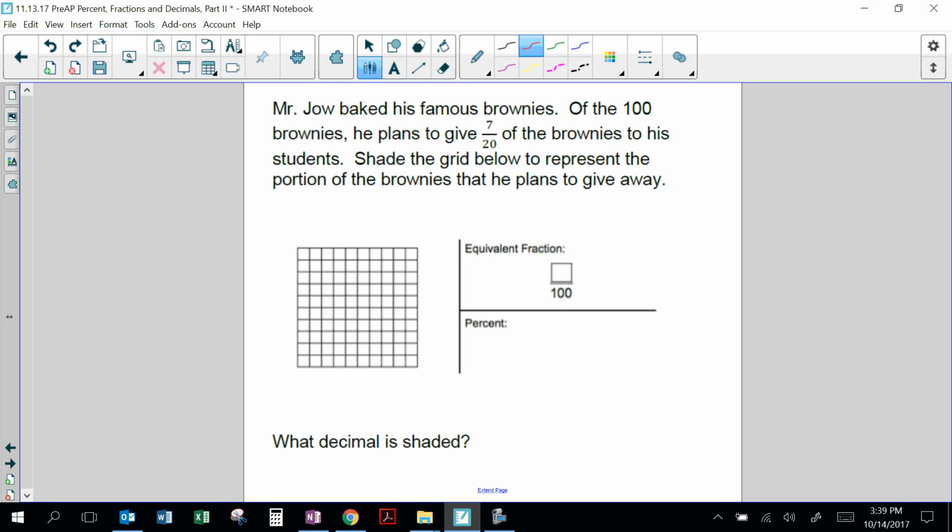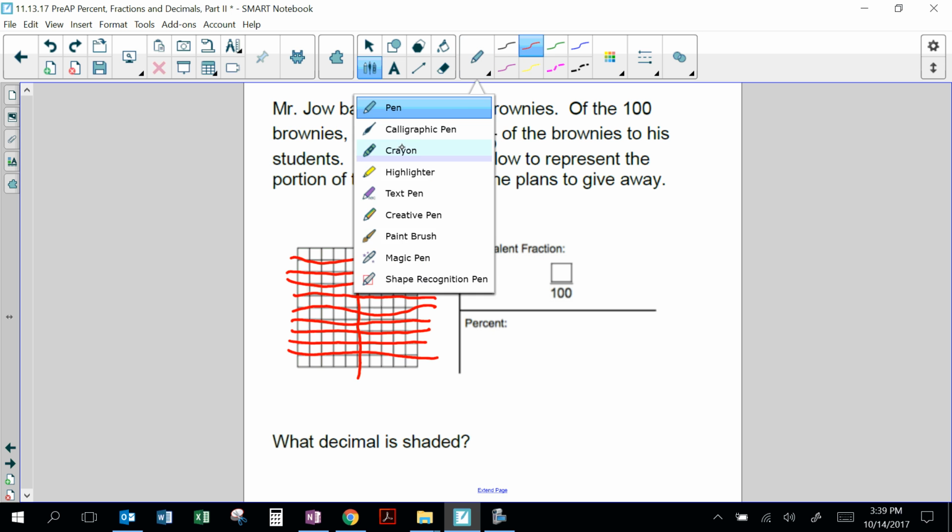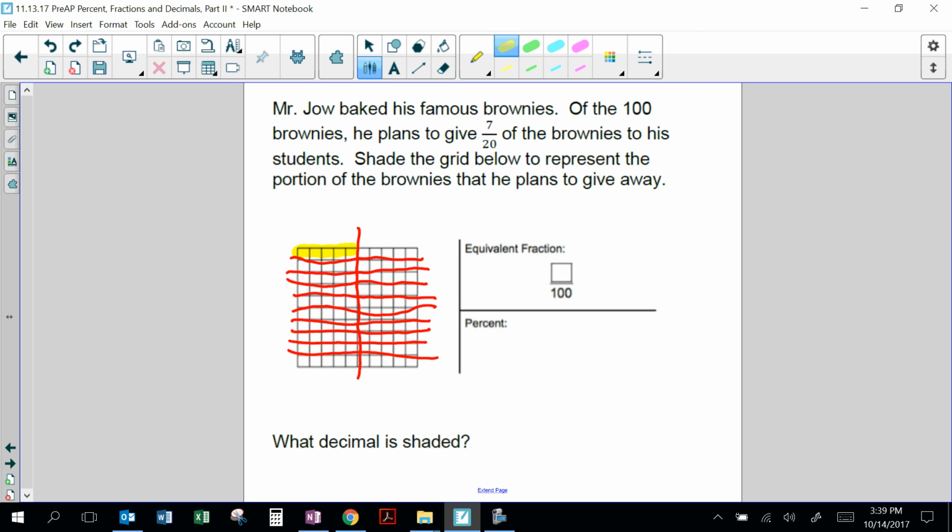Mr. Joe baked his famous brownies. Of the 100 brownies, he plans to give 7/20 of the brownies to his students. Shade the grid below to represent the portion of brownies that he plans to give away. So I need to break this brownie tray into 20 equivalent parts. And I am handing 7, 1, 2, 3, 4, 5, 6, 7 out of 20 and giving it to my students. So how many hundredths are shaded?